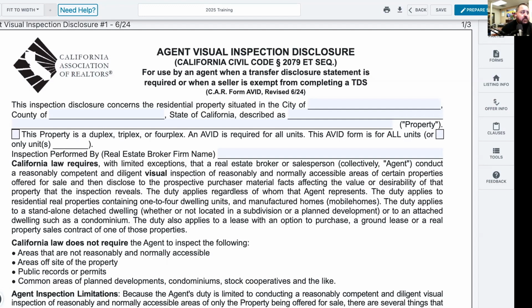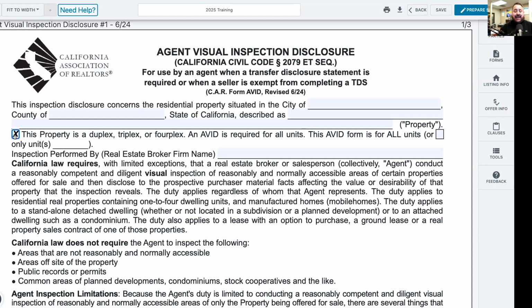This inspection disclosure concerns the residential property listed at, right? So it's the property address, pretty straightforward. Then you have this box that says this property is a duplex, triplex, or fourplex. An AVID is required for all units, right? So if I check this off, it means that this is multiple units, 2, 3, 4. And I have to have an AVID that covers all of the units.